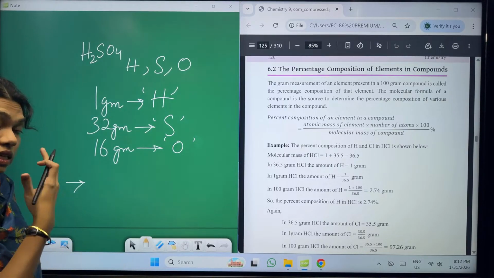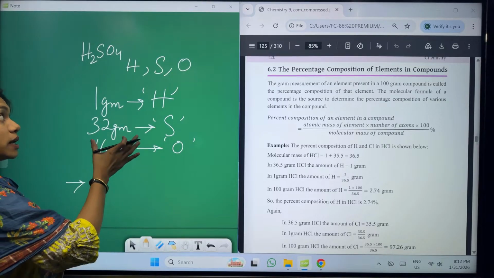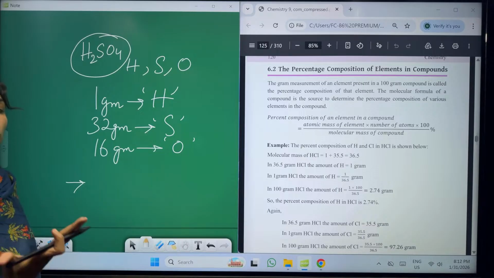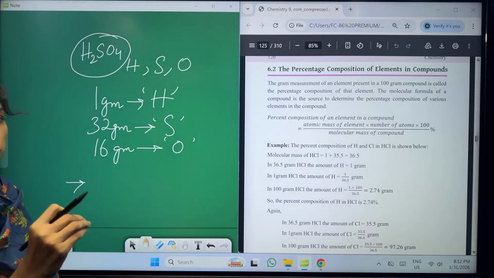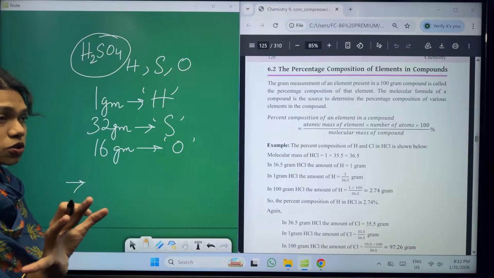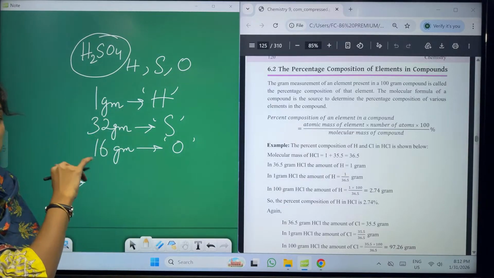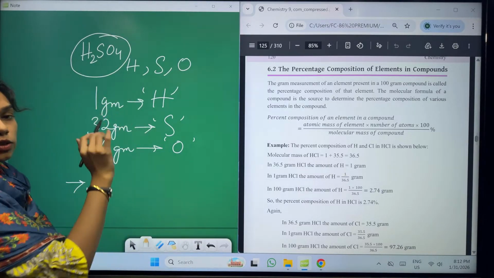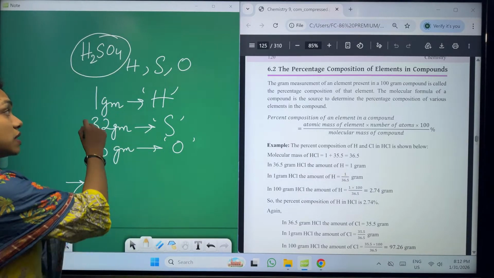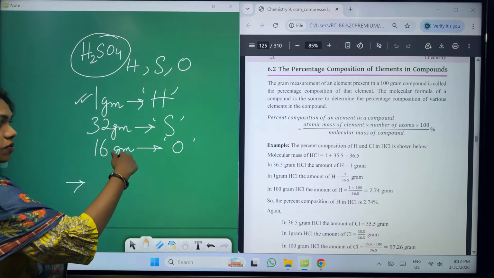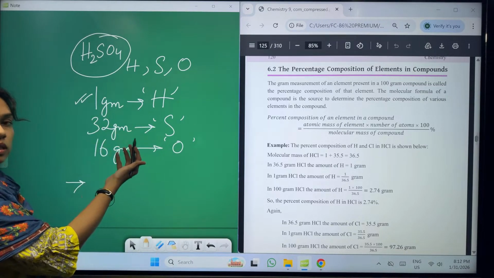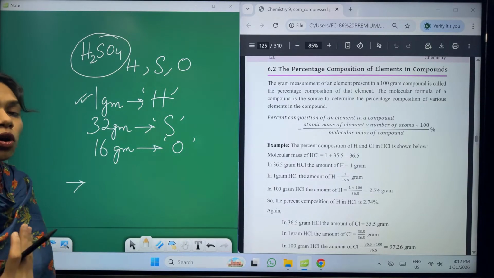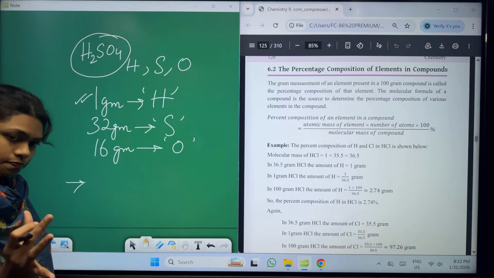Now, if we use these values to calculate the molecular mass of H2SO4, I will get the mass of 1 mole of H2SO4 molecules. Does that make sense to you? Because this 1 gram, this 32 gram, 16 gram, these are the mass of 1 mole of these atoms of these elements, okay. So when I use these values to calculate the molar mass of H2SO4, I actually get the mass of 1 mole of H2SO4 molecules.